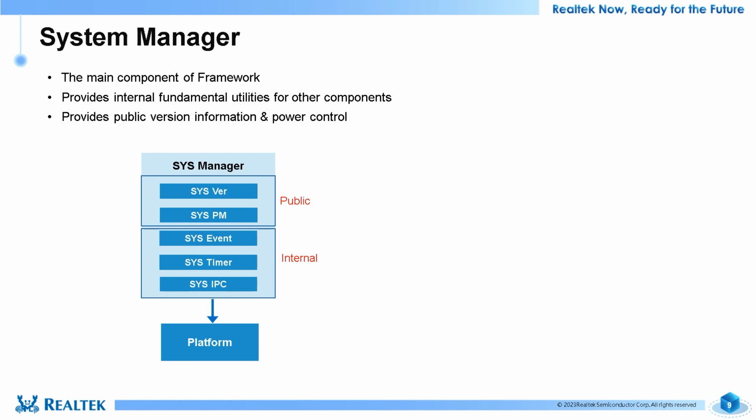The system manager is split into public and internal components. The internal components will be invisible to the application layer, so you don't have to worry about those. The public components comprise the version, which is for the application layer to link with libraries, and the power manager, which allows you to power on or off.